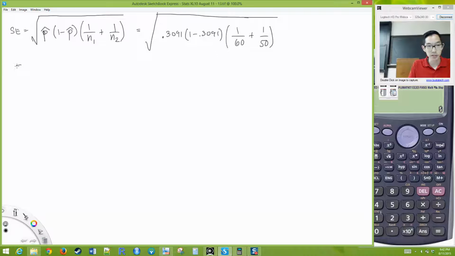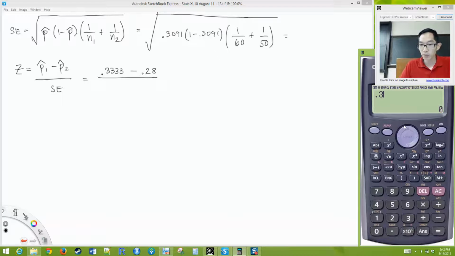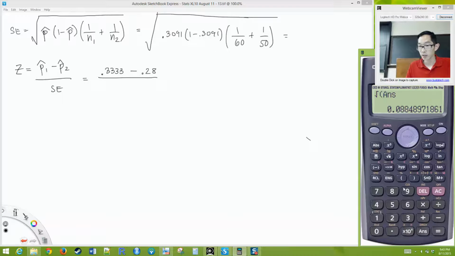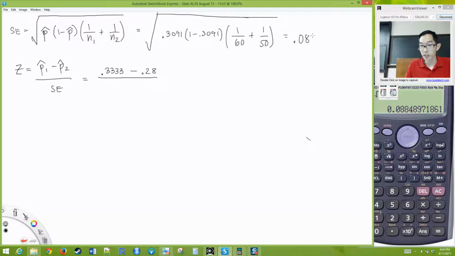Okay, so my test statistic z is p hat 1 minus p hat 2 over the standard error. So p hat 1 was what? 0.3333 minus p hat 2, 0.28, divided by, oh, I actually hadn't figured out the standard error here, so let's do that. 0.3091 times 1 minus 0.3091 times 1 over 60 plus 1 over 50, and I take the square root of that, and I get 0.088. I'll round it to 5.